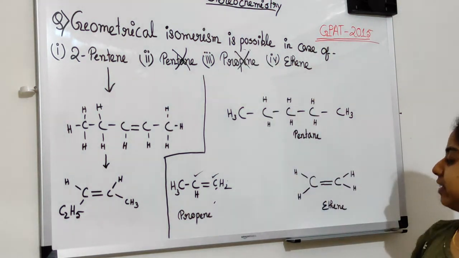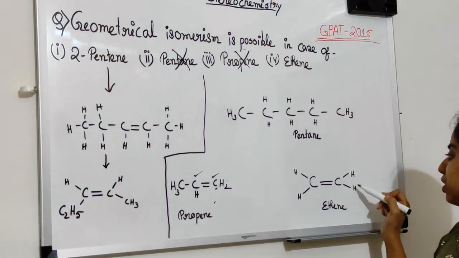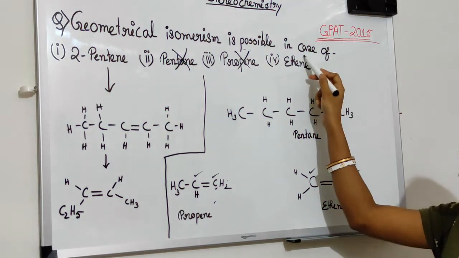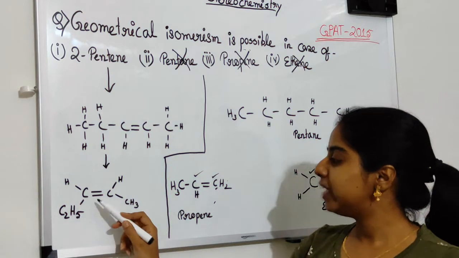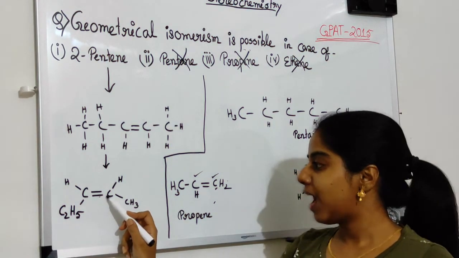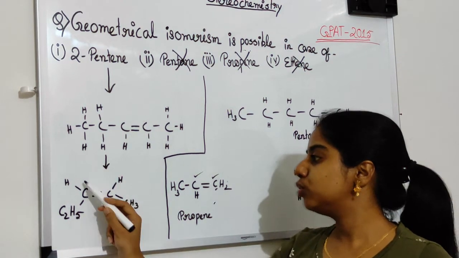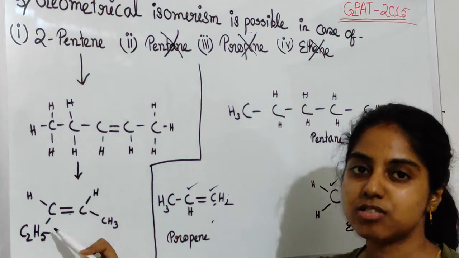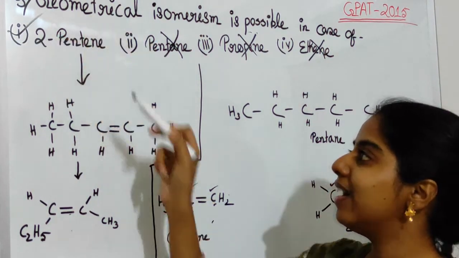In case of ethene, it also contains two similar groups on this carbon atom, so ethene is also not possible. In case of 2-pentene, it contains a double bond, and these two carbon atoms contain two different groups with them, so geometrical isomerism is possible in case of 2-pentene. So 2-pentene is the right answer.